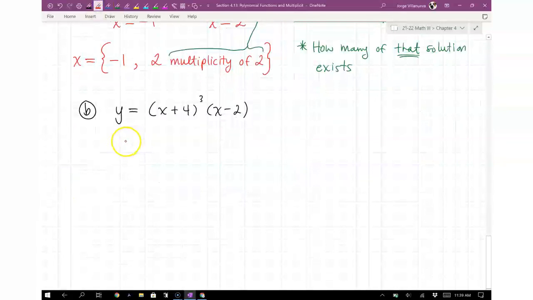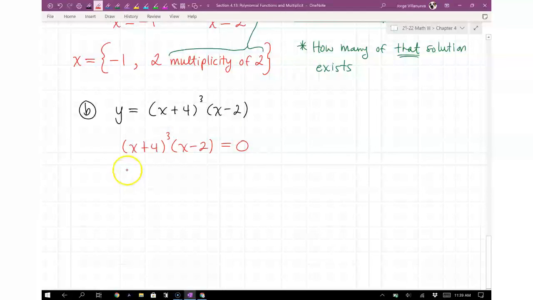So if we solve this, x plus 4 to the third, x minus 2 equals 0, right? So remember, I'm not going to worry about that power right now. I'm just going to write x plus 4 equals 0, x minus 2 equals 0. And then go ahead and solve. So you'll subtract 4. You get x equals negative 4. And for the other one, you're going to add 2. And I get x equals 2.